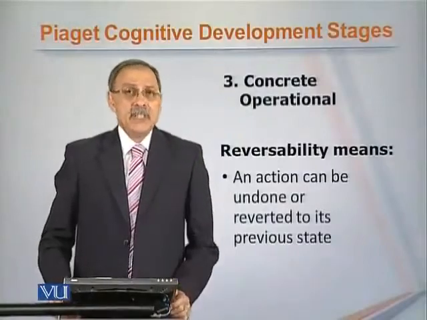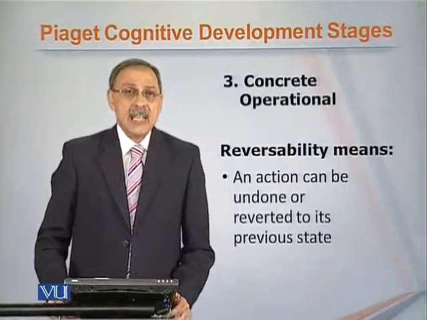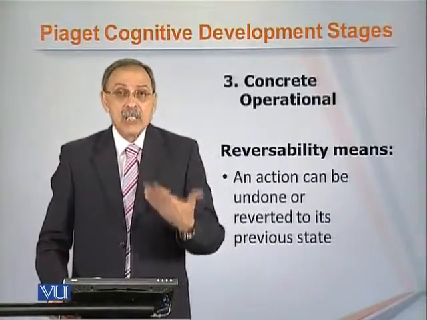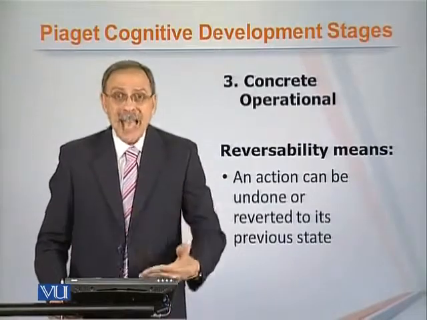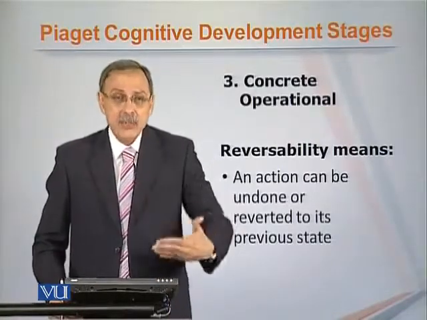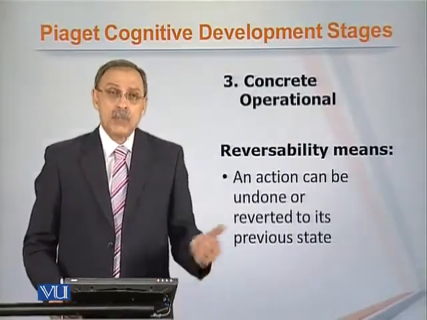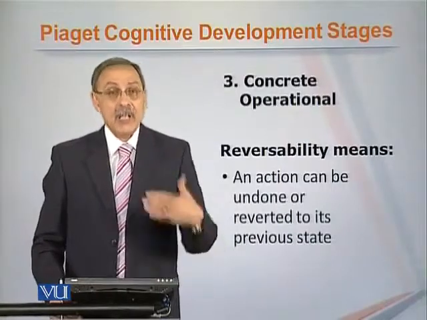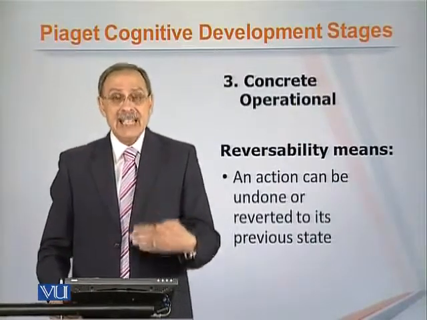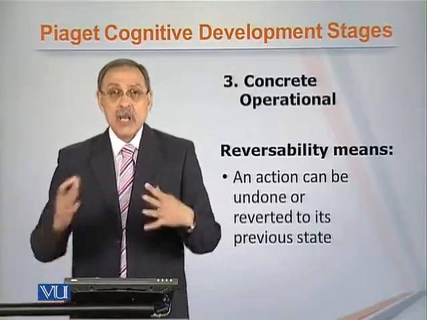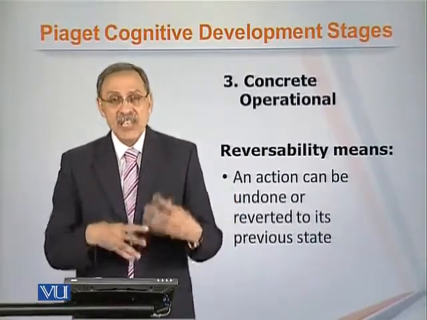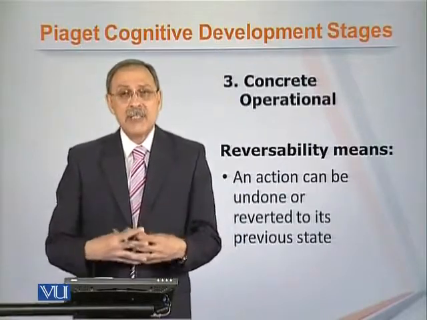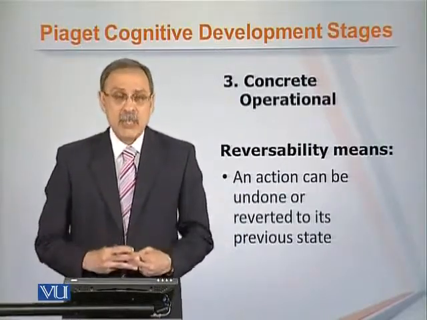Another important feature that children learn in this stage is the concept of reversibility. You can revert back. You can bring back to the same old form, shape, size, whatever. Reversibility, again, is an important concept. Previously, children couldn't do that. But in this stage, somewhere between 7 to 11 years, this develops among children.